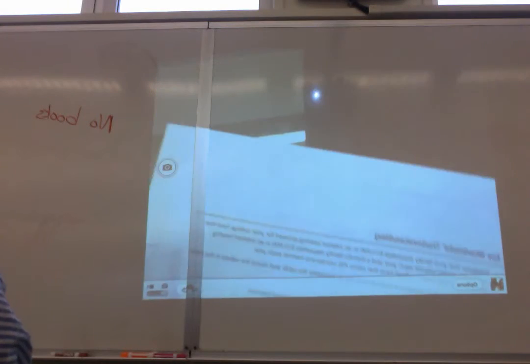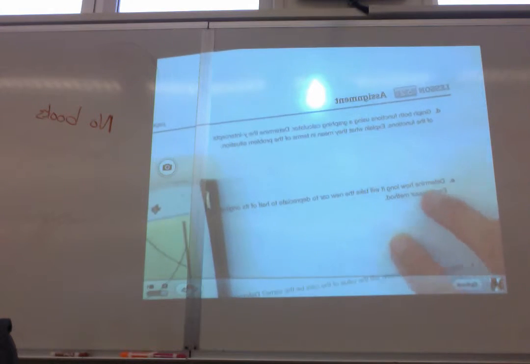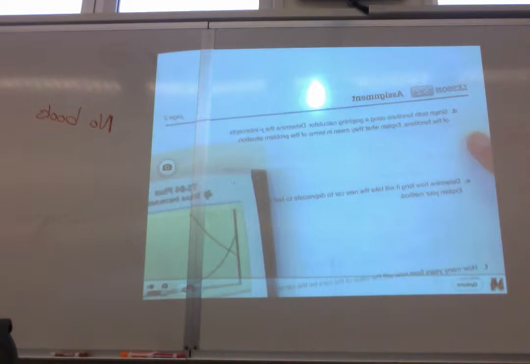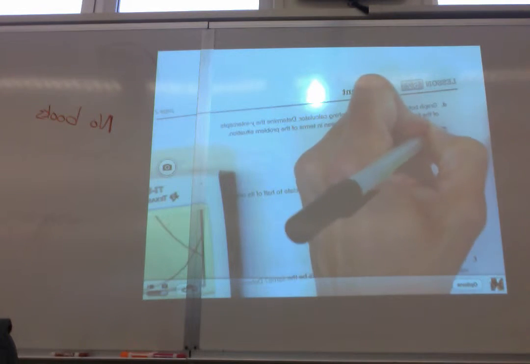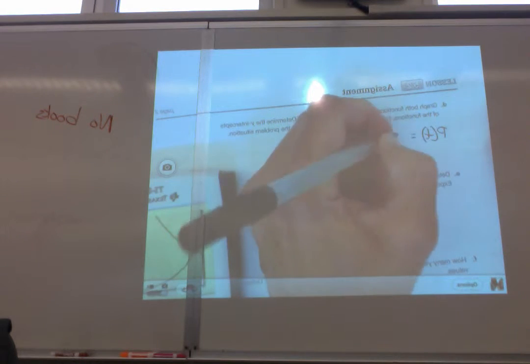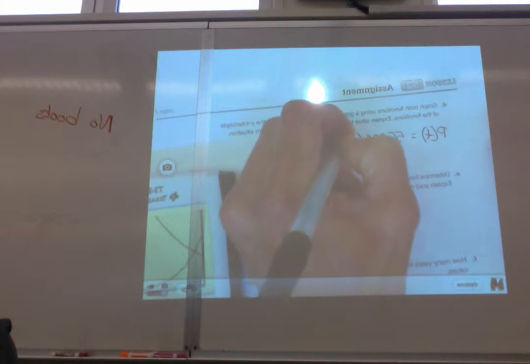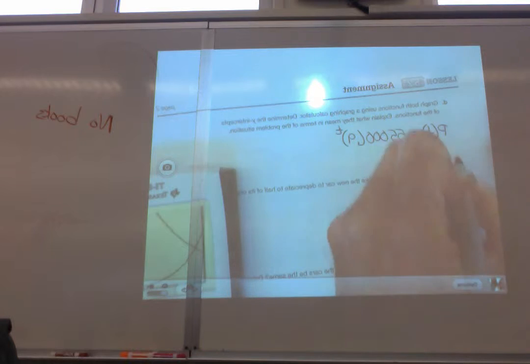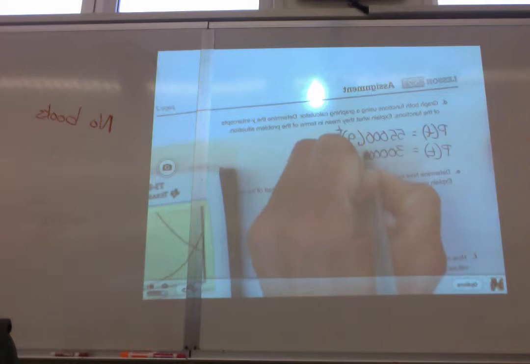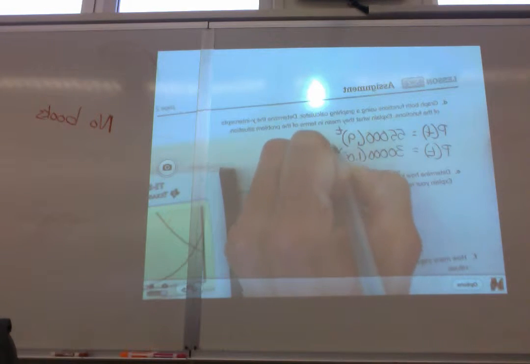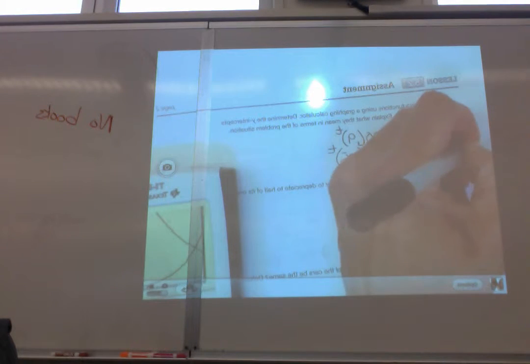Okay, now, what are they asking us first about this graph? Graph both functions using a graphing calculator. Determine the y-intercepts. Explain what they mean. Well, here's one function, p of t equals 55,000 times 0.9 to the t. These are not linear, so we can't just look at the function. This is the new car, this is the old car.